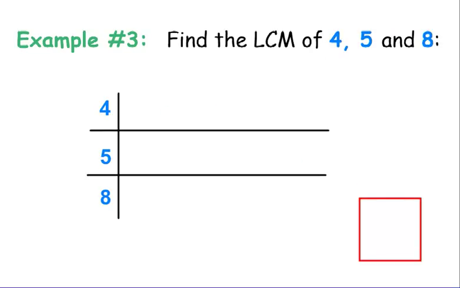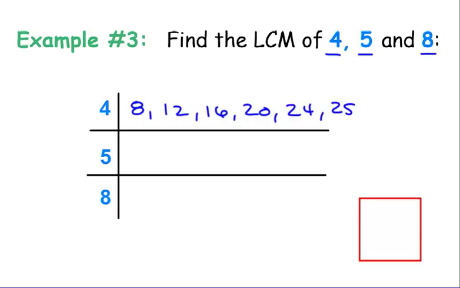All right, let's try the next one. Now I have 3 numbers here, but the process is just the same. I'm looking for the match that goes across all 3. So I'm going to find the LCM of 4, 5, and 8. So let me start with the multiples of 4. 4, 8, 12, 16, 20, 24, 28. I'm going to stop there for a minute. Okay, now let me do the multiples of 5. 5, 10, 15, 20, 25, 30, 35. I'm going to stop there.